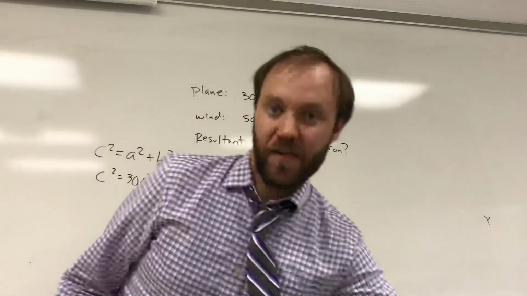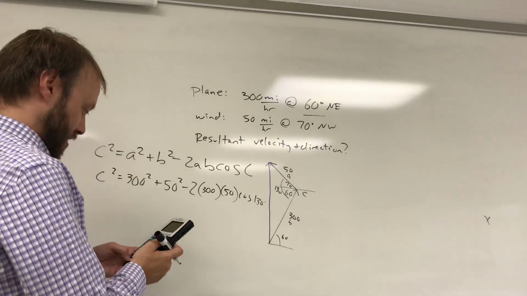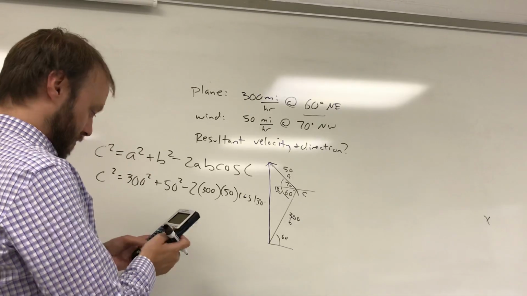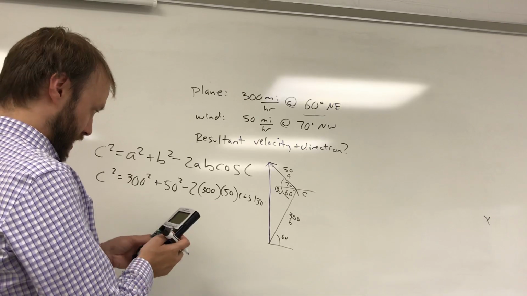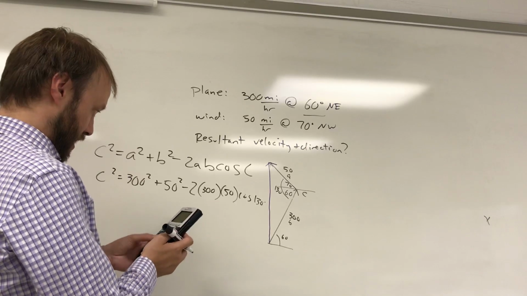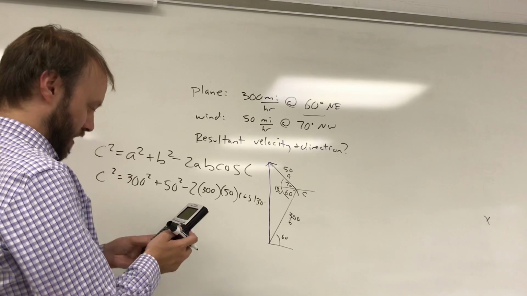And again, you can just dump all this in your calculator. It works out real nicely. Just got to be careful because there's a lot going on here. 300 squared plus 50 squared minus 2 times 300 times 50 times the cosine of 130.